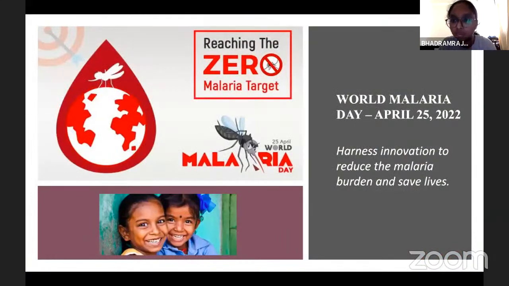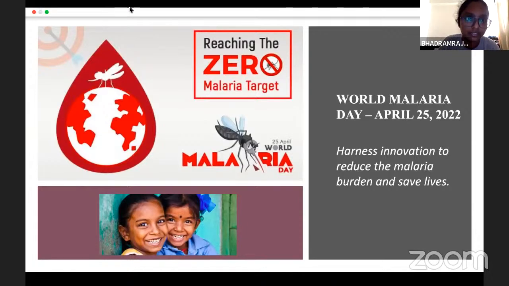We all know World Malaria Day is on April 25th, which is coming. The theme for this World Malaria Day, given by the WHO, is to harness innovation to reduce the malaria burden and save lives. Harness innovation means they are going to implement a lot of missions, goals and measures which will help the world reduce the burden and deaths due to malaria. Now my group mates will continue the presentation.